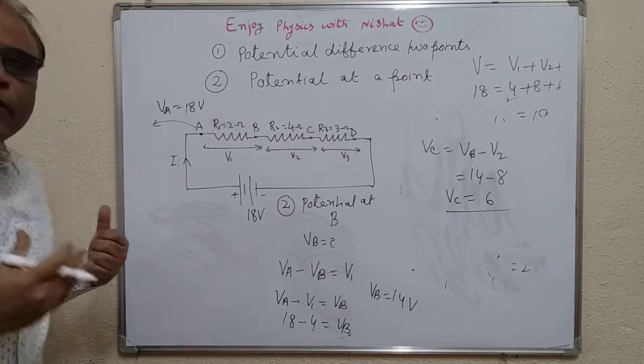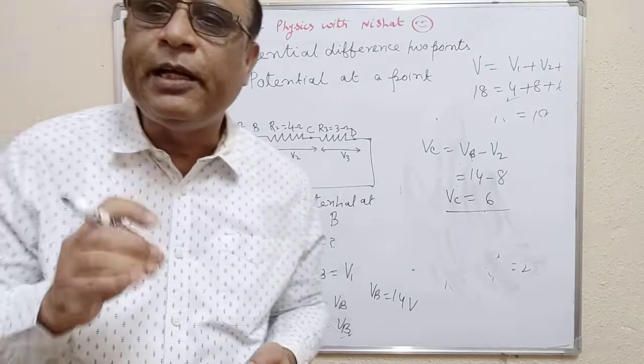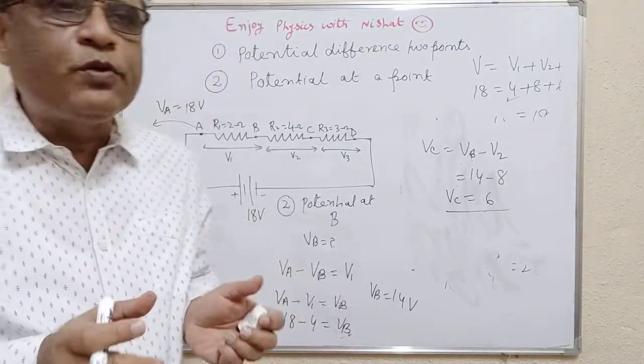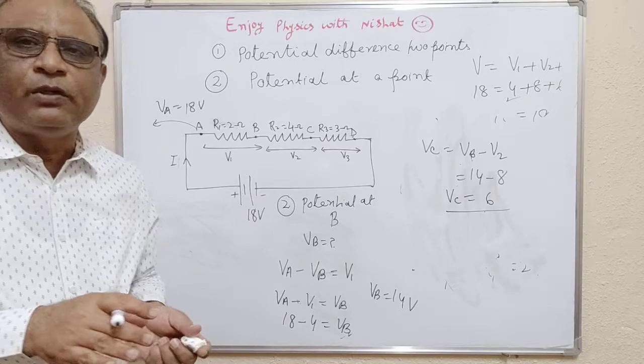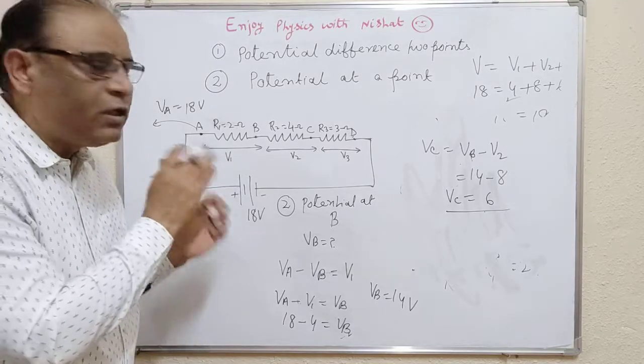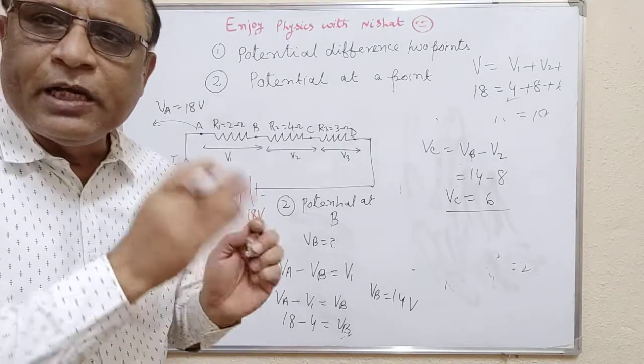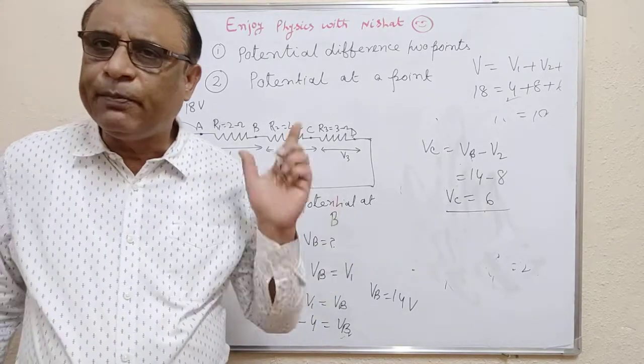So this is the way to find out potential at a point, because with Ohm's law you can find out potential difference, but by simple concept and mathematical adjustment you can find out potential at a point.